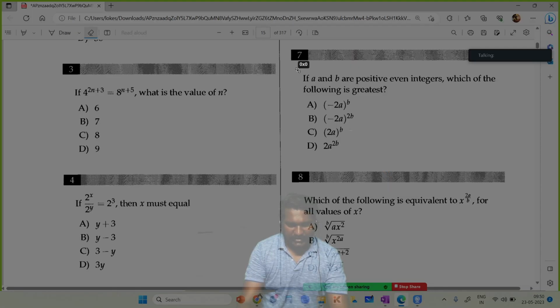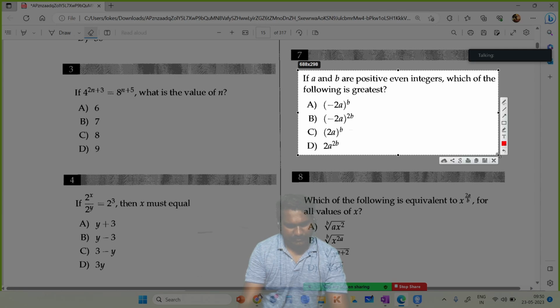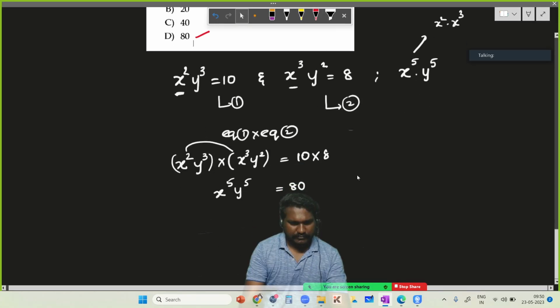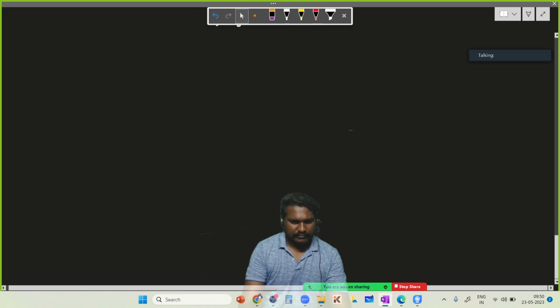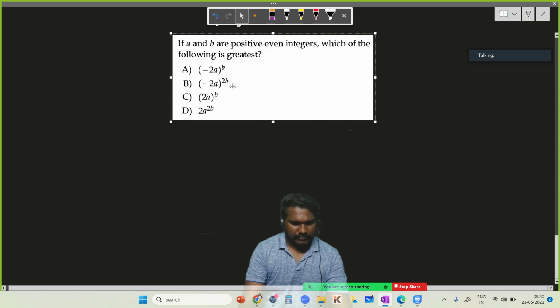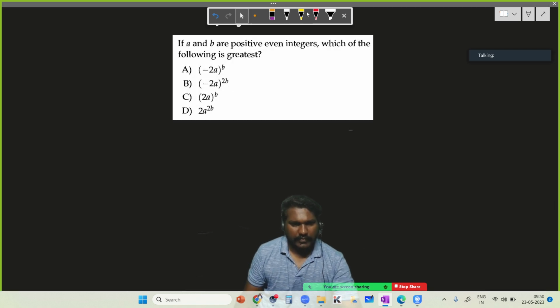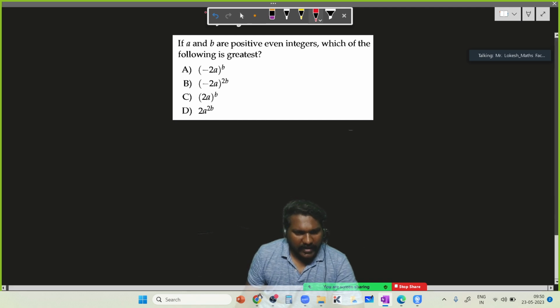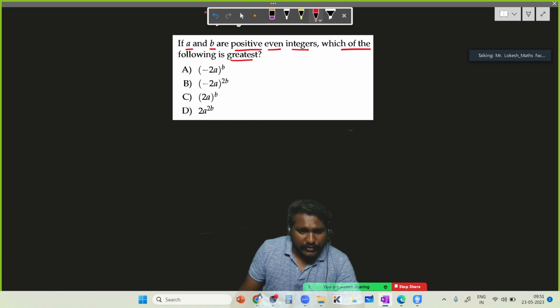So coming to the 7th question. If a and b are positive even integers, which of the following is greatest? They are positive and also even, so both are even. Which of the following is greatest?